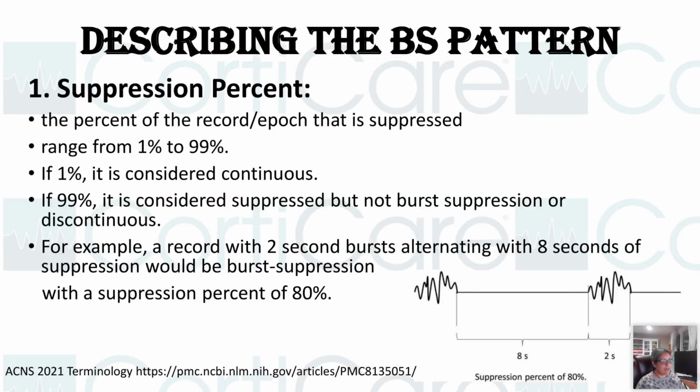Now, an example down here, again a picture picked up from the ACNS terminology. You have 8 seconds of suppression and 2 seconds of activity in the epoch. So it means your EEG background is 80% suppressed. Take a couple of epochs into consideration. See if it is a consistent suppression, 80%, 85%, maybe 90%, 75 to 90%. Over a couple of epochs, you can always provide it as a range. If not an absolute percentage value, at least you can provide a range.